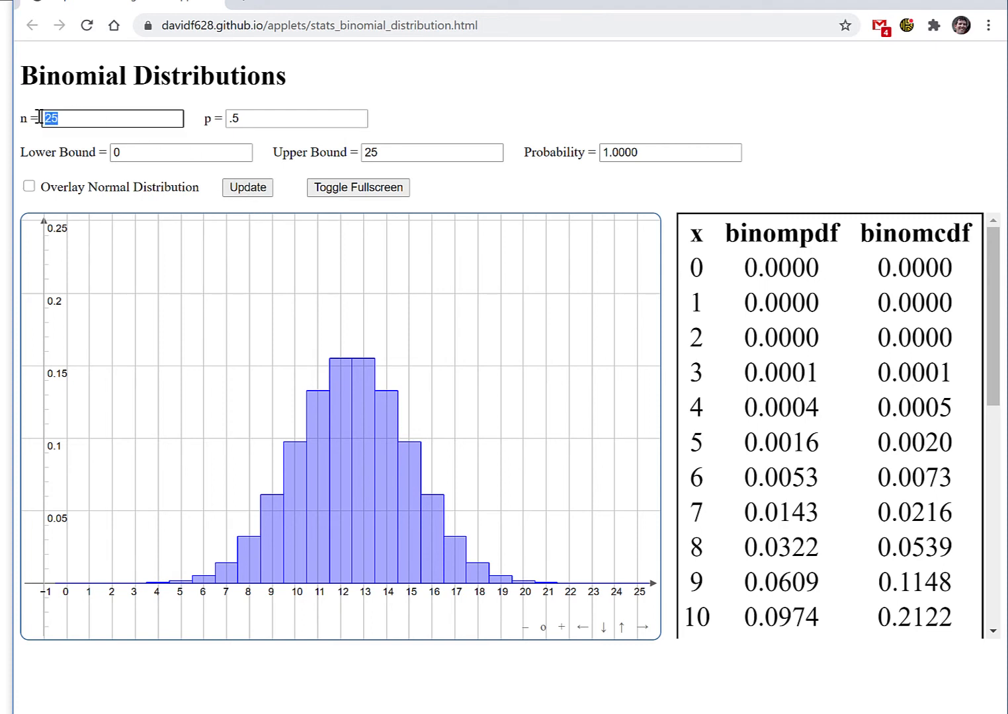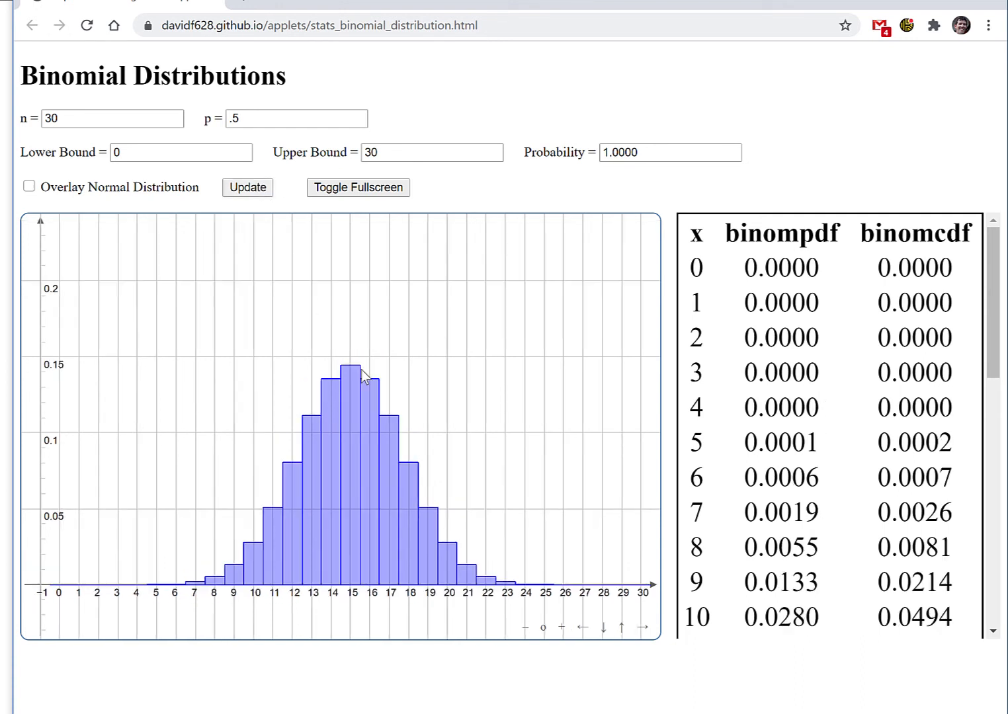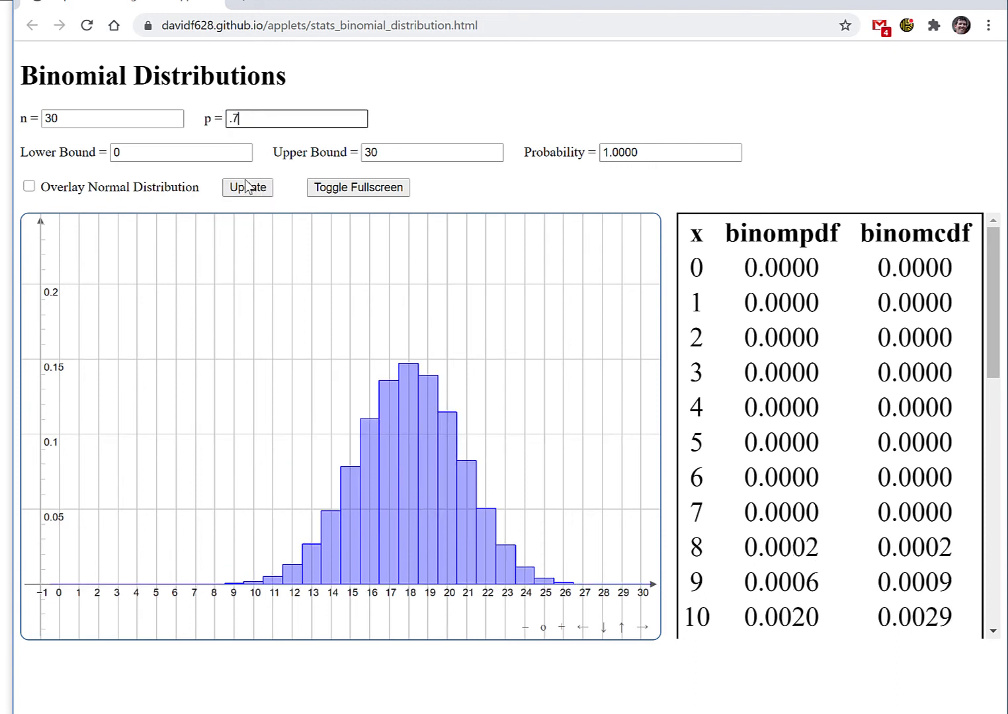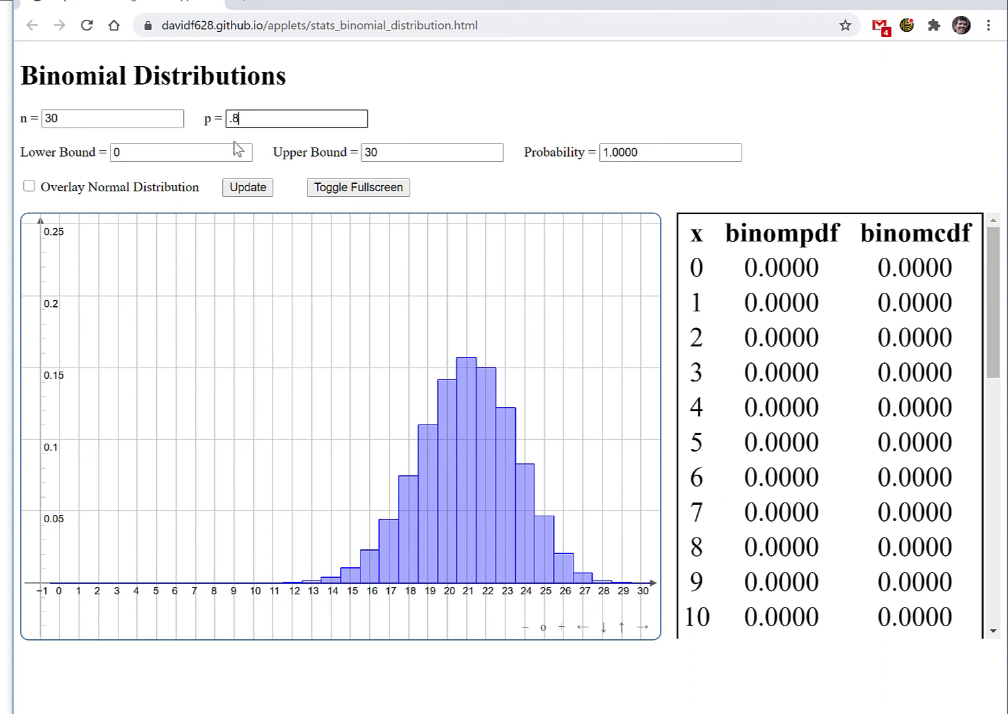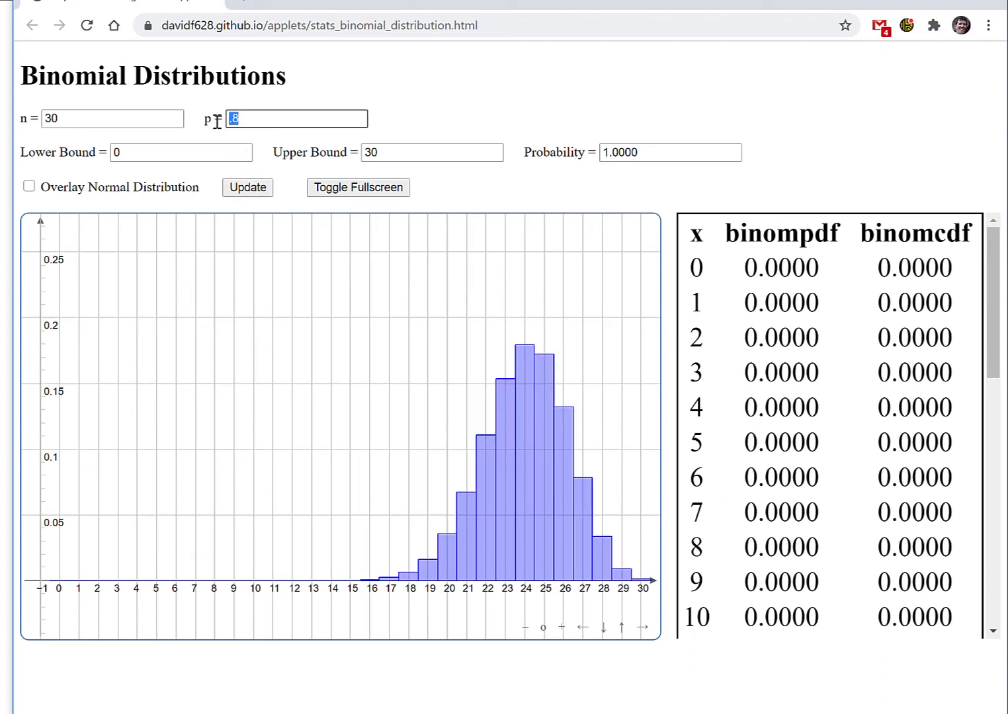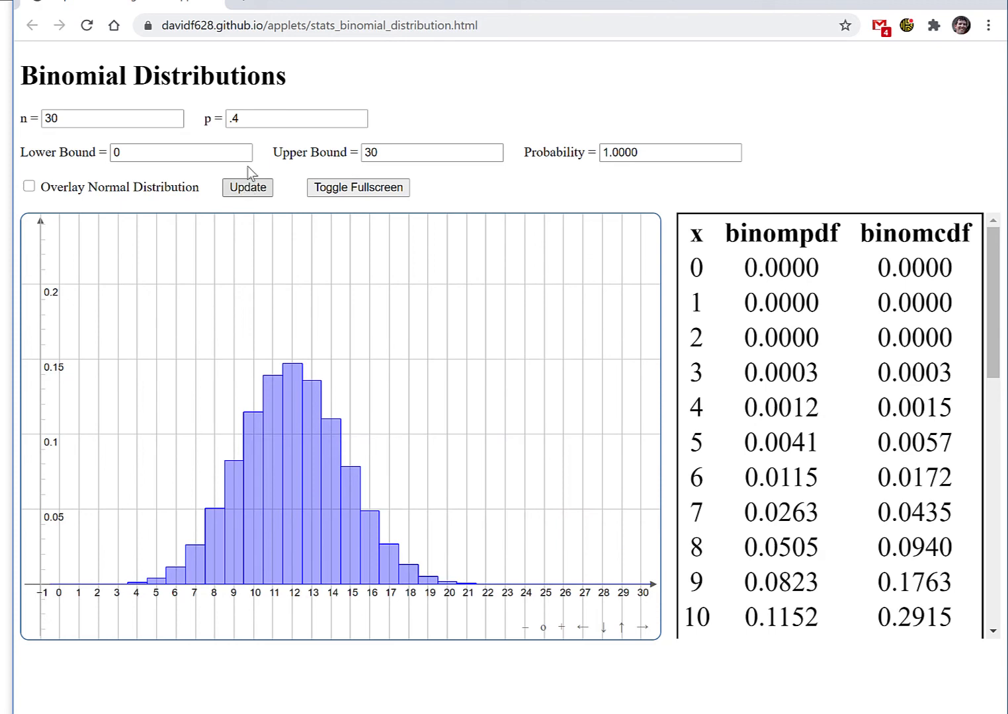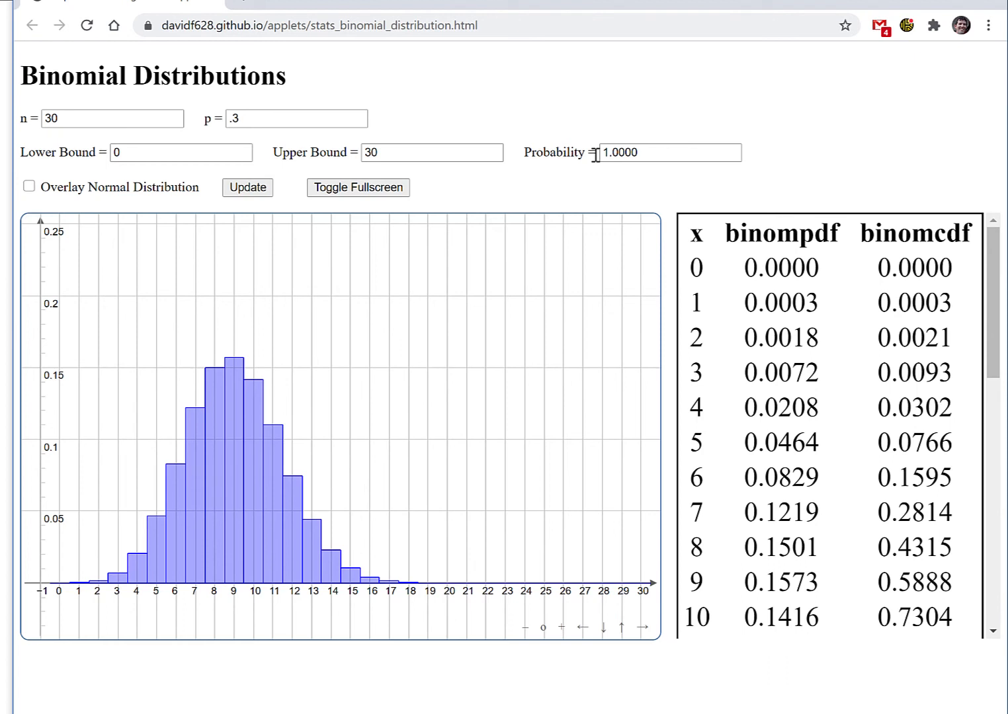So if you shift things where p is larger than 0.5, everything shifts to the right. And if you change to values of p less than 0.5, everything shifts to the left. So that happens in any kind of binomial distribution. So that's the idea behind solving this problem.